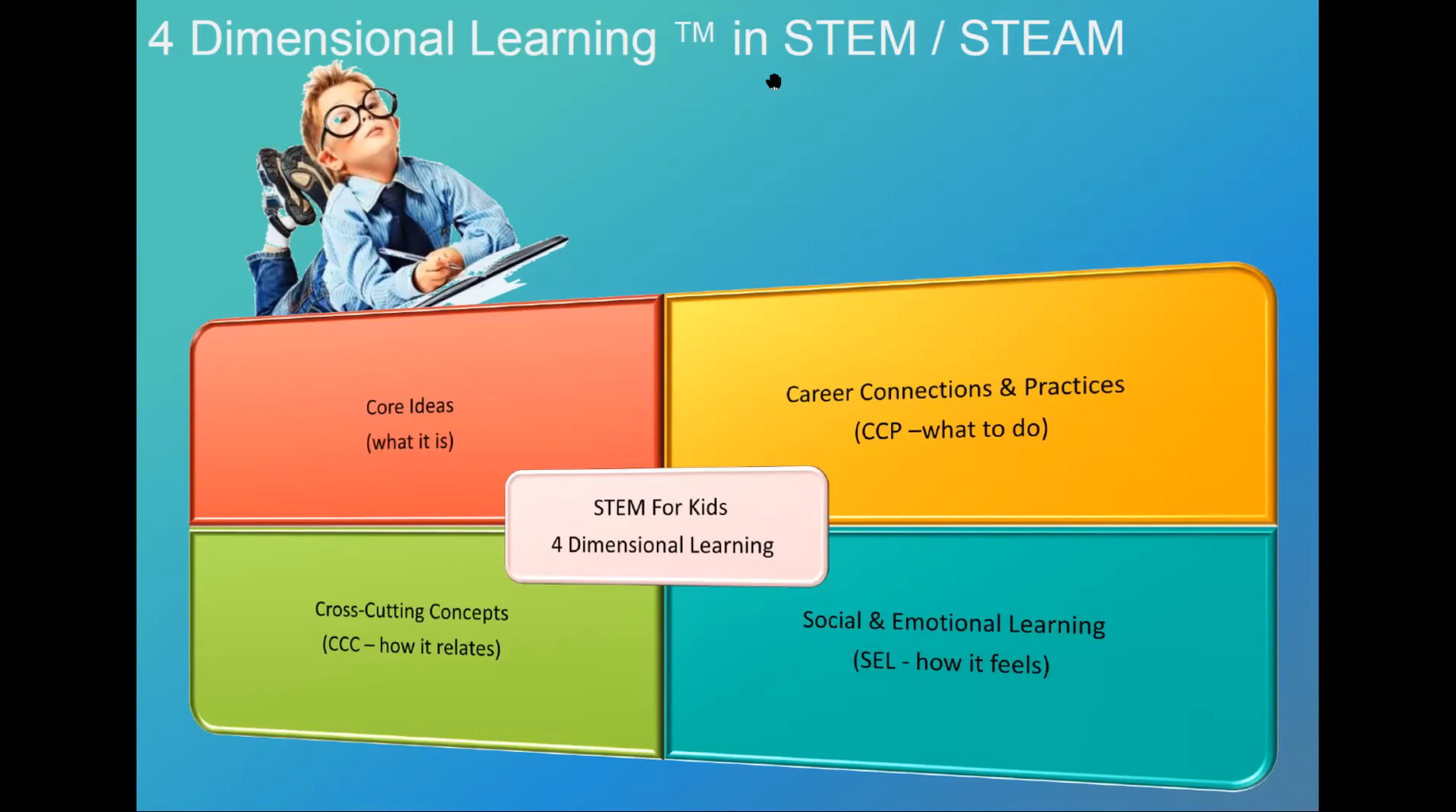Now let's look at the third dimension, and that's going on the right side top corner, career connections and practices. Now this is focusing on what to do. So really making sure that children understand real life careers associated with whatever they are learning about. And it is so powerful because once children understand the real careers, it starts to address the so what question for them. If I learn this, here is where I can apply it. It's very powerful.